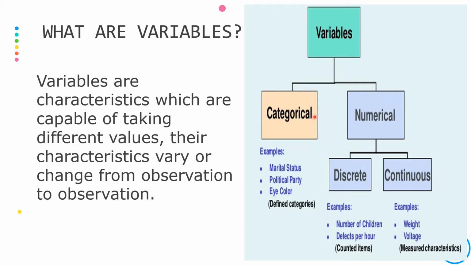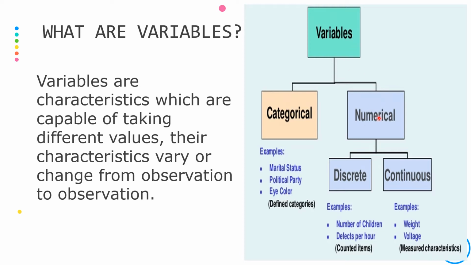Variables can be classified into categorical and numerical. When we talk about categorical, we mean data that is more qualitative, like for example marital status. You could be single or you could be married, or there are even now people being partners. There are various political parties and these keep on changing. Different people have different eye colors, so that also changes from observation to observation.